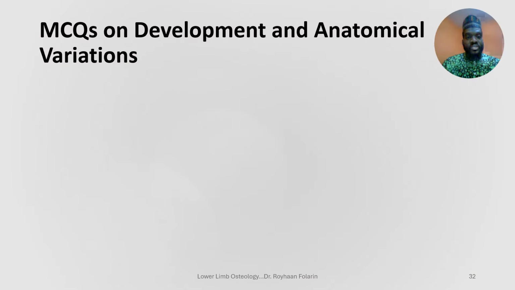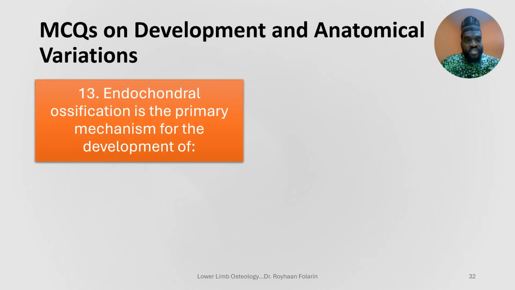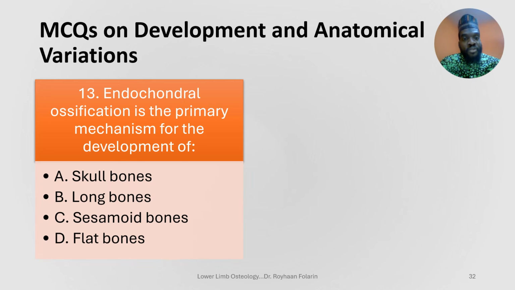So, to conclude our learning assessment, here are some questions on the developmental aspects that we just concluded, as well as anatomical variation. So this is the first of them, and it becomes our 13th question for this lecture series. It's asking, endochondral ossification is the primary mechanism for the development of what? Skull bones, long bones, sesamoid bones, or flat bones.